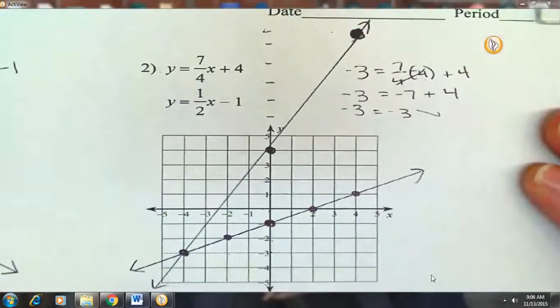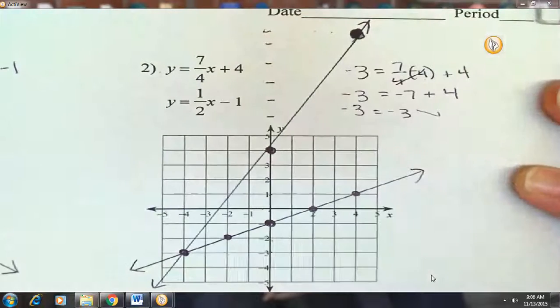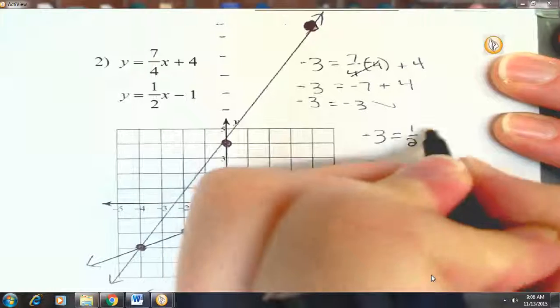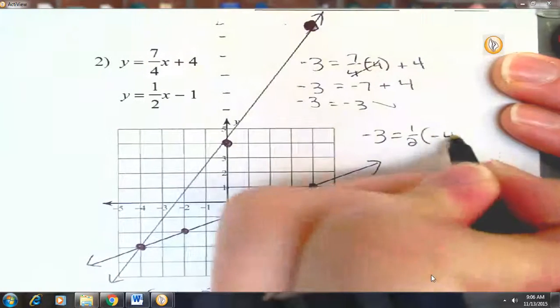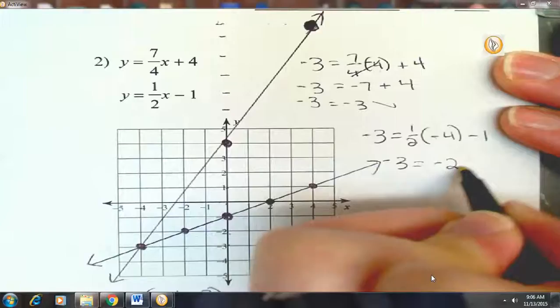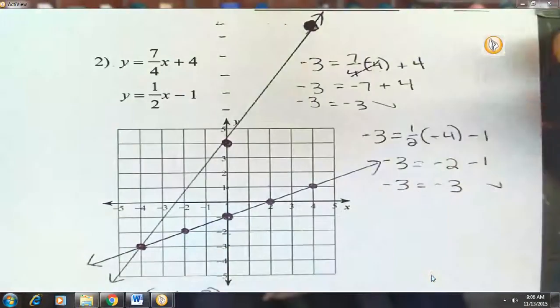In the second equation, put -4, -3 in. Here on the right side, so we have -3 equals 1/2 times -4 minus 1. Half of -4 is -2, and -2 minus 1 is -3. That worked out as well.